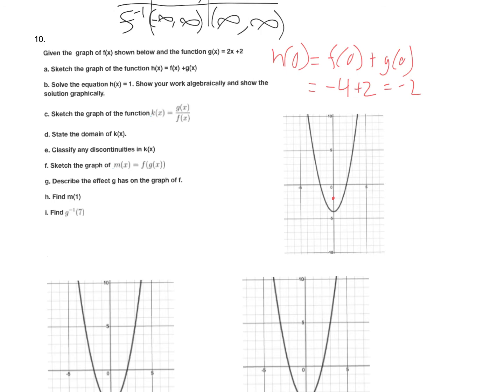And I'll just do this for a couple of points. I'll write it out, why not? Let's do h of 2, which should be f of 2 plus g of 2. f of 2 is 0. g of 2 is 6. We'll do negative 2 as well.